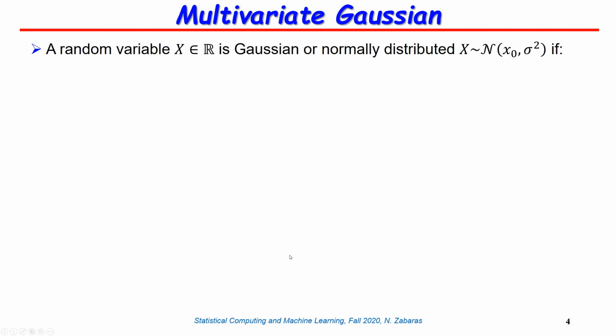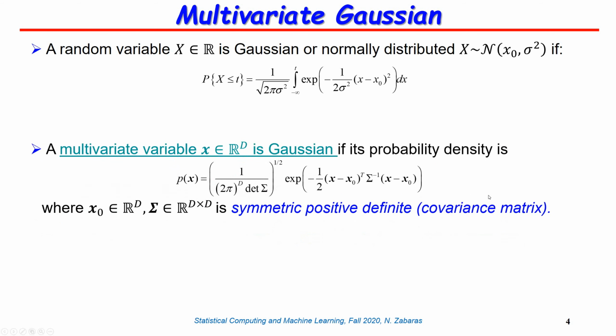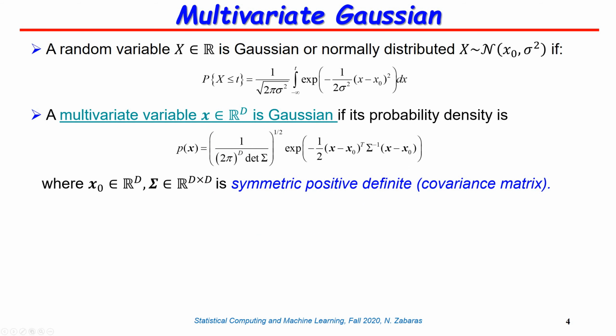But let me start with the univariate Gaussian. We have a variable x that follows a Gaussian with mean x0 and variance sigma squared. I remind you how that looks. This is the probability that x is less or equal to t. Our PDF is, of course, this normalizing factor times this exponential. And what we're going to do is extend this to a multivariate context. I'm going to give you directly the formula for the PDF of a multivariate Gaussian.